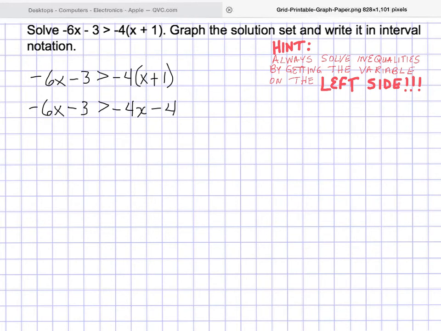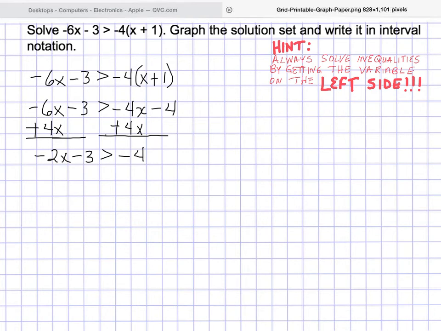Now we want to get the x's on the left side. So let's add 4x to each side. So what do we get? -6x plus 4x is -2x. Bring down the -3. And on the right side, we have -4.